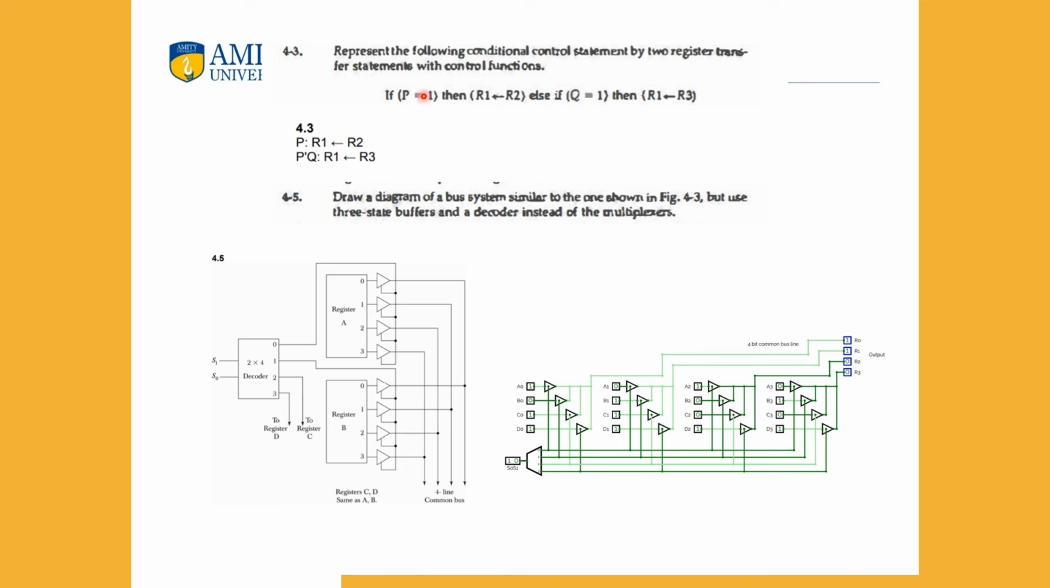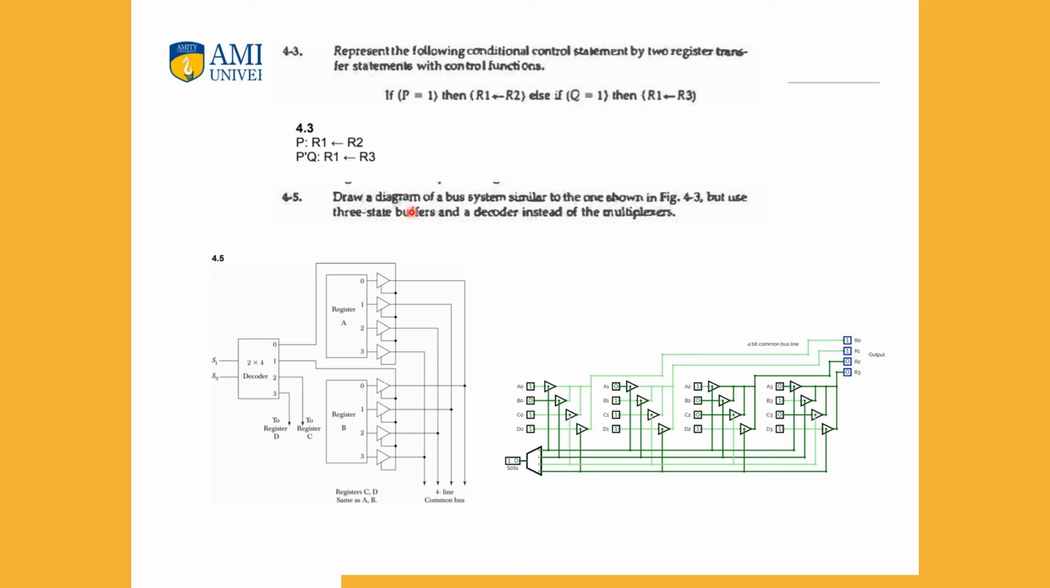So when P is 1, we have transferred R2 to R1, else if Q is 1, that means if P is not 1, that means P is set to 0. If P is 0 and Q is 1, then we have R3 set to R1. So once you try to understand the statement this way, you can easily find the answer, which is when P is 1, R2 is transferred to R1, P0, Q1, then R3 transferred to R1. These are pretty easy marks. It's just the simple understanding of the statement.